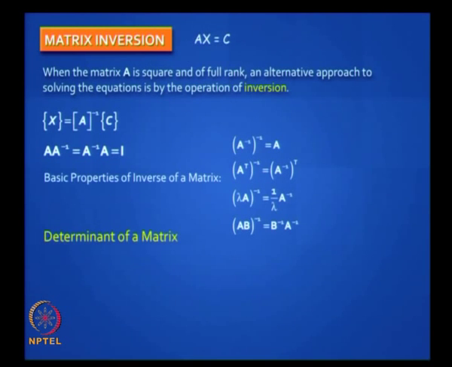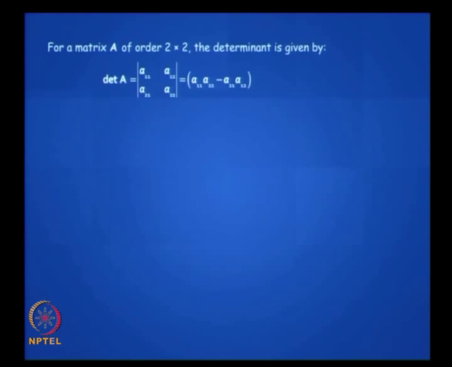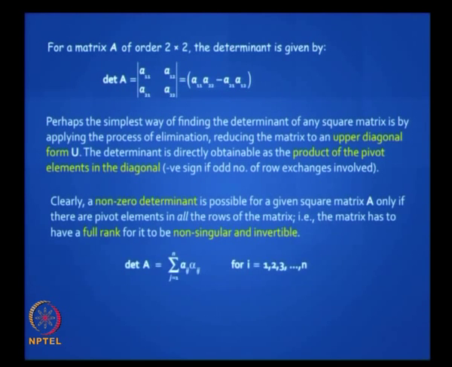What's the determinant of a matrix? Why do you need to know it? Yeah, whether it's invertible. So in general, it can be proved that the inverse exists if a scalar property called the determinant of the square matrix, denoted |A|, or det A, or delta A, is not equal to 0. For a diagonal matrix, the determinant is given by the product of all the diagonal elements. You know that? That's an easy way to find out. So I think you're familiar with finding determinants. So we won't spend too much time on this.